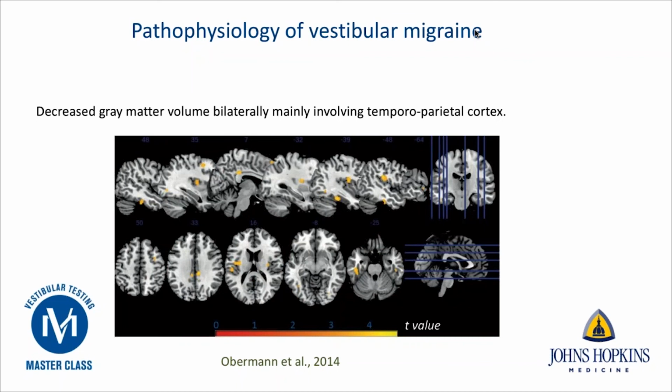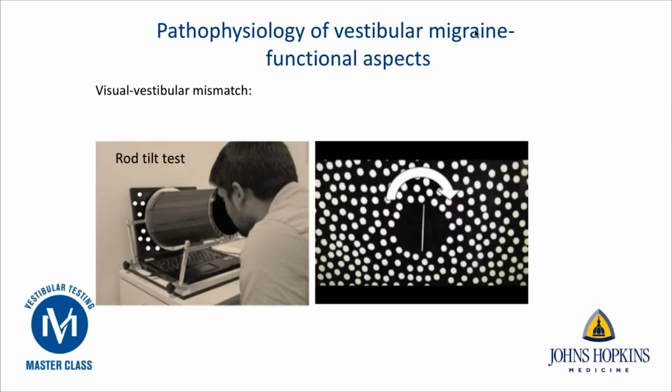Some studies show increased metabolism in certain structures like the cerebellum, thalami, frontal cortex, and temporoparietal cortex, and decreased metabolism in bilateral occipital-temporal and posterior parietal cortices during migraine attacks. There's also a possible change in structure, for example, decreased gray matter volume in the temporoparietal cortex, as shown by some studies. In terms of functional aspects, patients with vestibular migraine are very sensitive to visual stimuli.